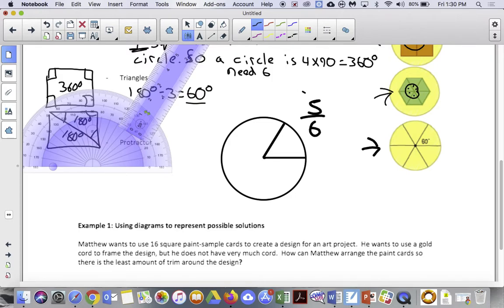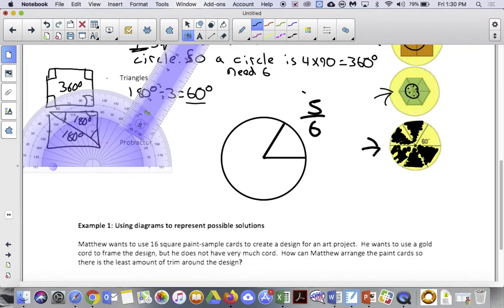So if I shaded 5/6 of this, I would have 1, 2, 3, 4, 5, 6. So I completed the question.